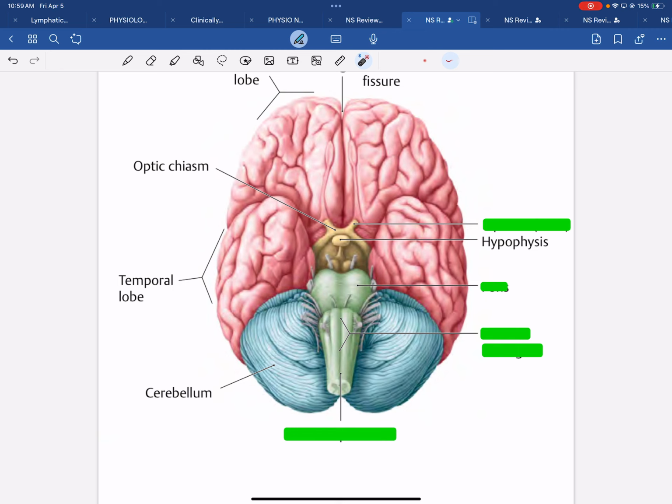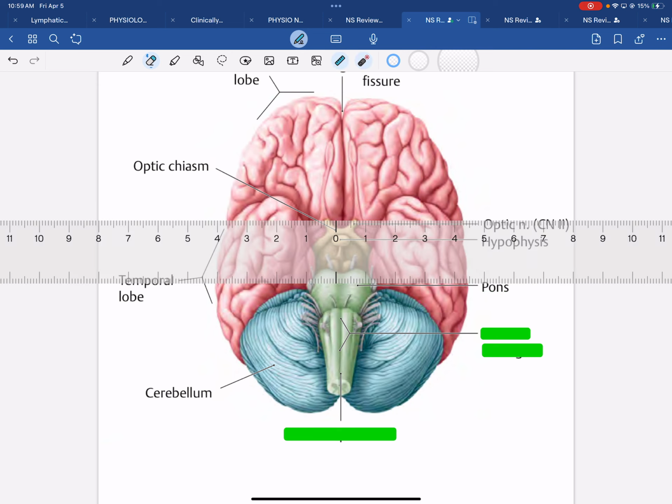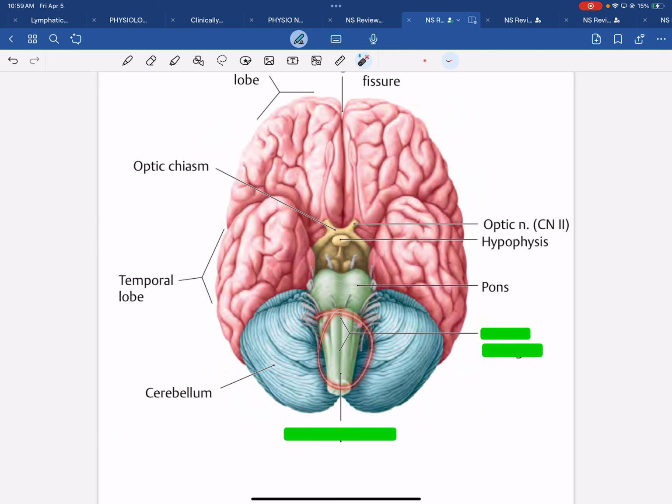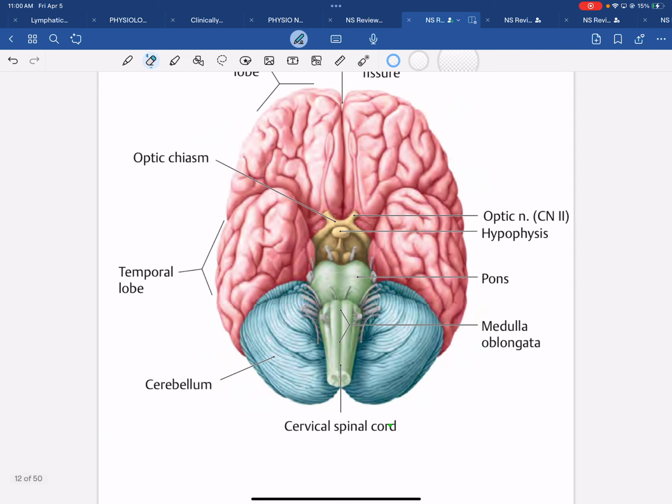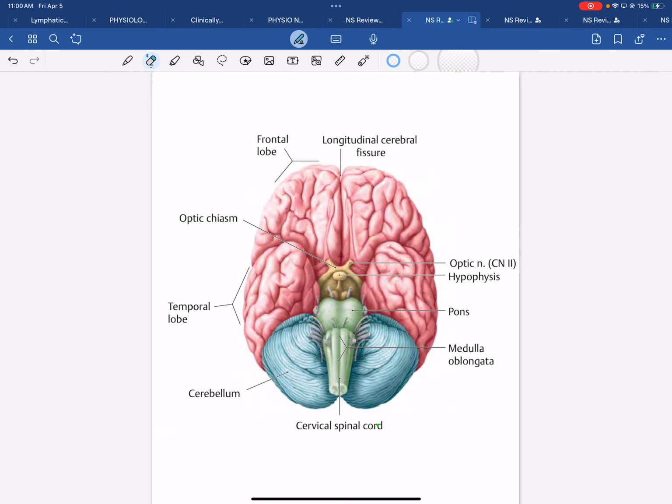All right, okay, last couple ones, let's just identify. What is this? Good, optic nerve, cranial nerve number 2. Which region? Pons. What is this? Good, the medulla oblongata. And what's inferior to that? The spinal cord. Nice, good. Cervical spinal cord, sure. Okay, all right.